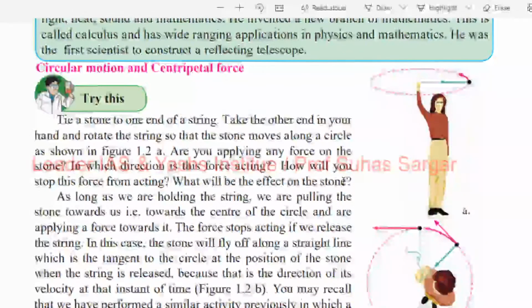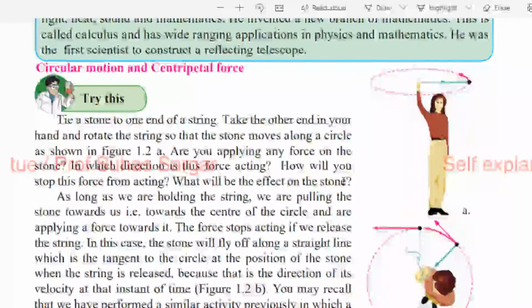Try this. Tie a stone to one end of a string. Take the other end in your hand and rotate the string so that the stone moves along a circle as shown in figure 1.2a. Are you applying any force on the stone? In which direction is this force acting? How will you stop this force from acting? What will be the effect on the stone?